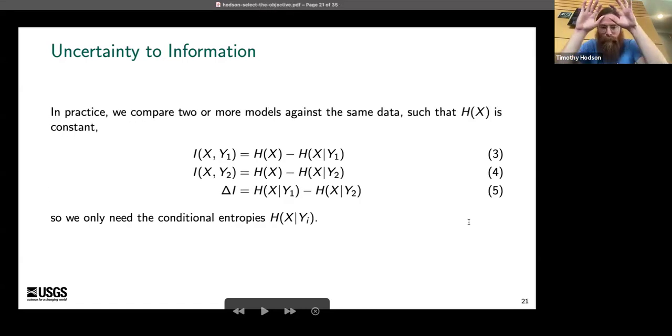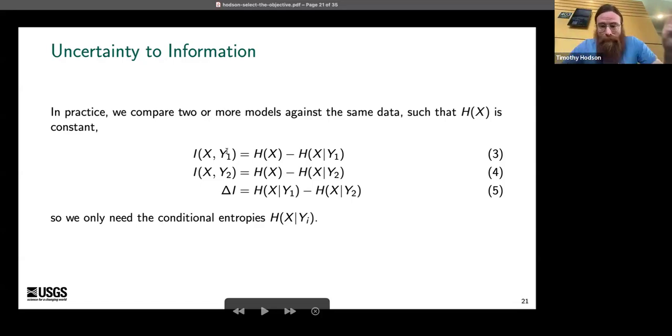Okay. So this trick is very simple. I love simple tricks, but so foundational in all of science. In practice, we're going to compare two or more models against the same data, right? Such that this H of X is constant. So Y1 is our first model, Y2 is our second model, and each has the formula of mutual information for X and Y1, mutual information for X and Y2.